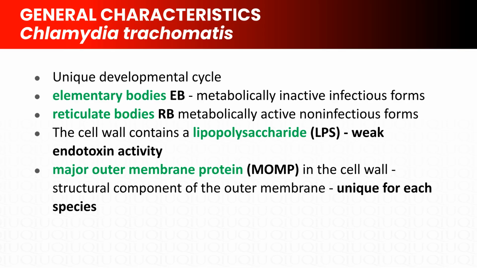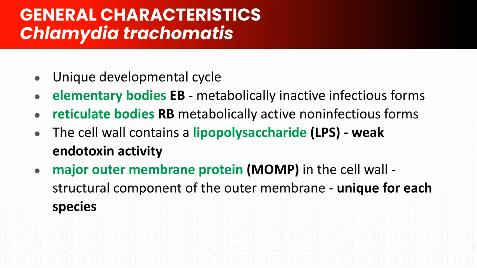The chlamydial cell wall is quite unusual and deserves special attention. It contains lipopolysaccharide, or LPS, which is characteristic of gram-negative bacteria. However, the LPS of chlamydia has much weaker endotoxin activity compared to the LPS of other gram-negative organisms, like Escherichia coli or Neisseria gonorrhoeae. This means chlamydial infections typically cause less acute systemic inflammation than infections with other gram-negative bacteria.